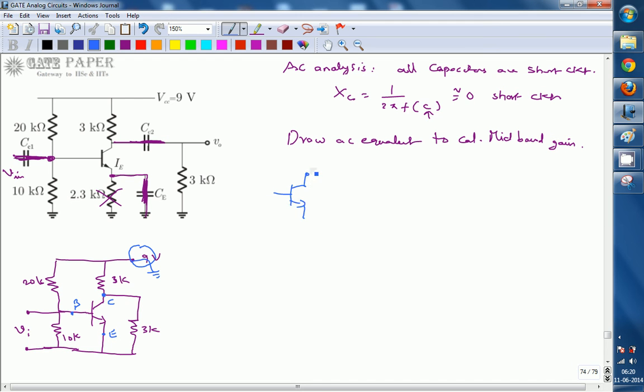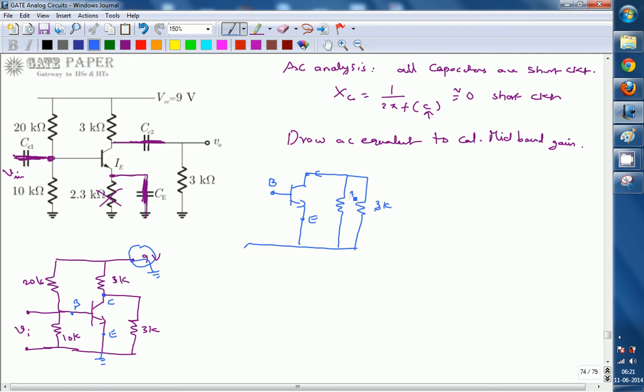Starting with the emitter, the emitter is directly connected to ground, so we can connect it to ground. Next, the collector: from collector to ground there is a 3 kilo ohm resistor, and from collector to this other ground there is another 3 kilo ohm resistor. So two 3 kilo ohm resistors are between collector and ground. This DC voltage source is also acting as ground for the AC analysis, so you get 3 kilo ohms followed by 3 kilo ohms. So 3K, and it is also 3K. That is nothing but one is RC, and the other is RL.